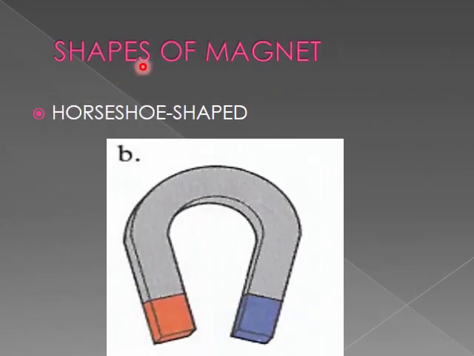My dear students, here is another shape of a magnet. What is the name of this shape? Yes, horseshoe shaped magnet. You can see here the different types of magnets. They can be rectangular, cylindrical, horseshoe shape, and U shape or round. But this is the horseshoe shape magnet.